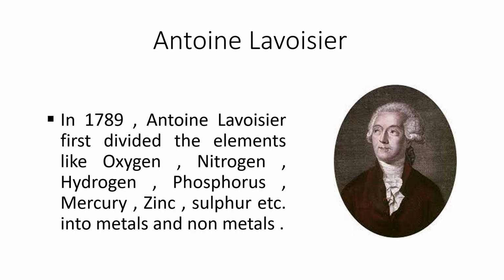Then we start. First, Antoine Lavoisier. In 1789, Antoine Lavoisier first divided the elements like oxygen, nitrogen, hydrogen, phosphorus, mercury, zinc, sulfur, etc. into metals and non-metals.